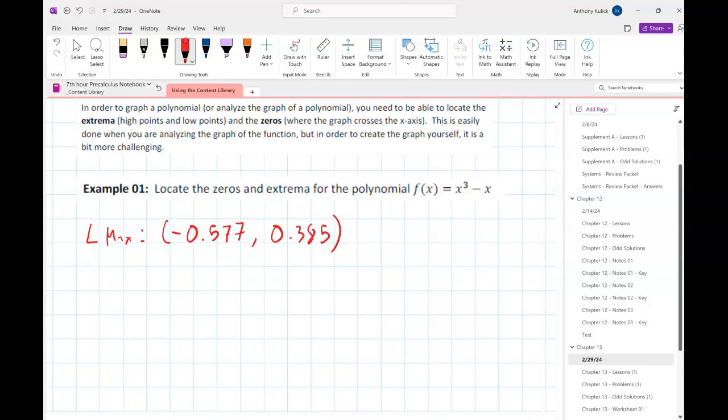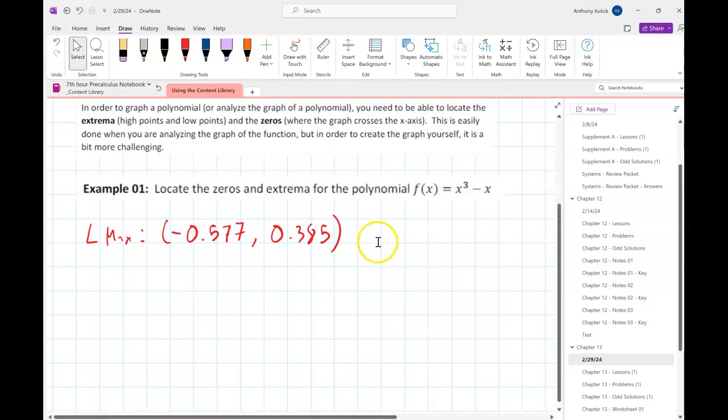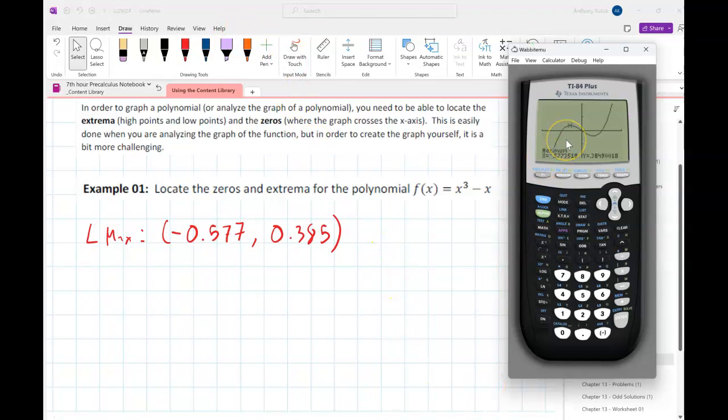Everybody's okay with how I did that in the calculator? Try on your own to find the local minimum. That's this spot right here. So see if you can use your calculator to find that local minimum.